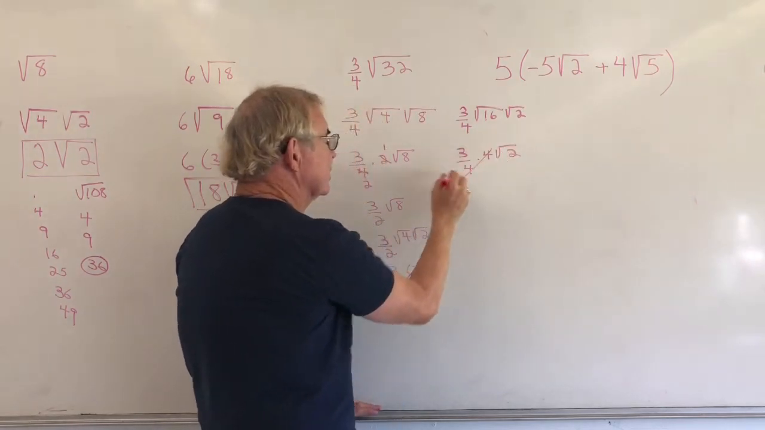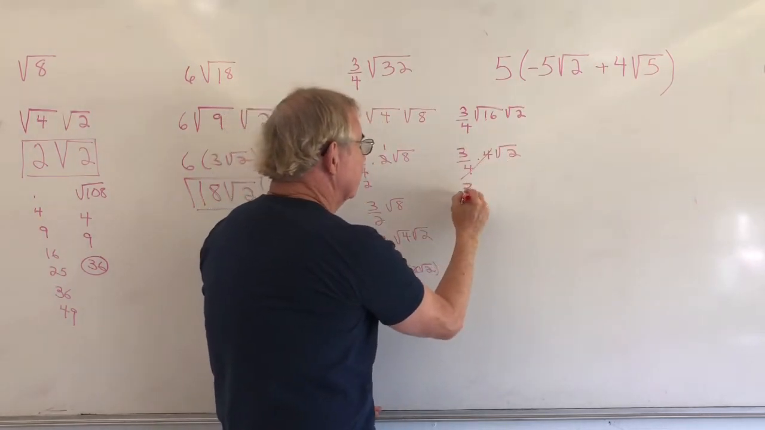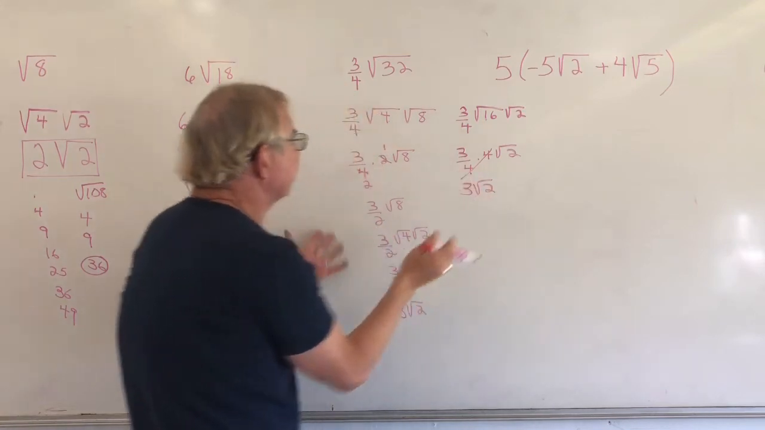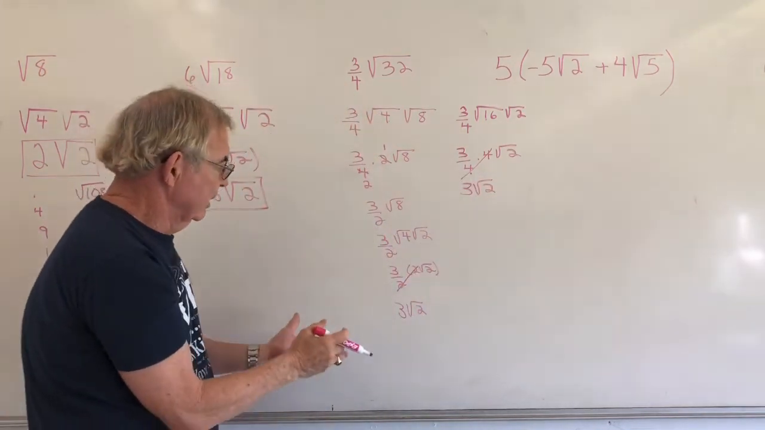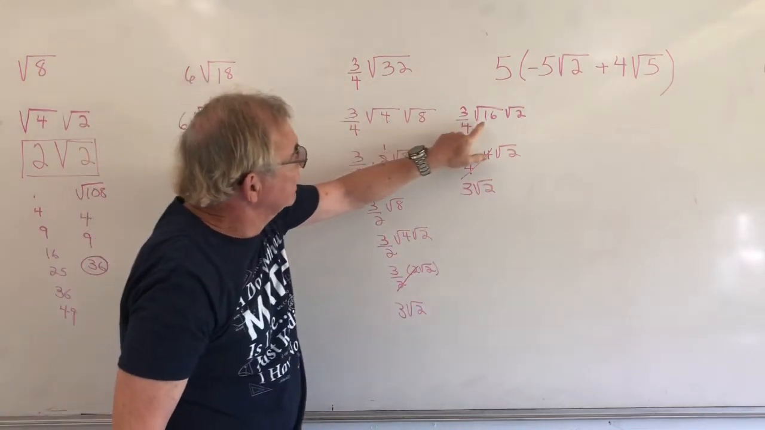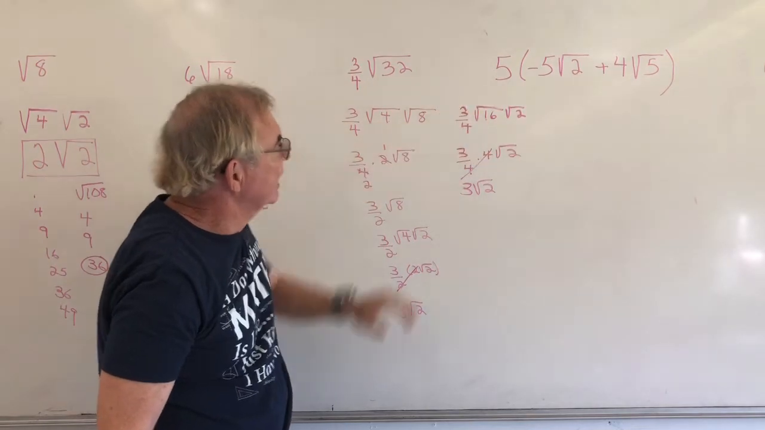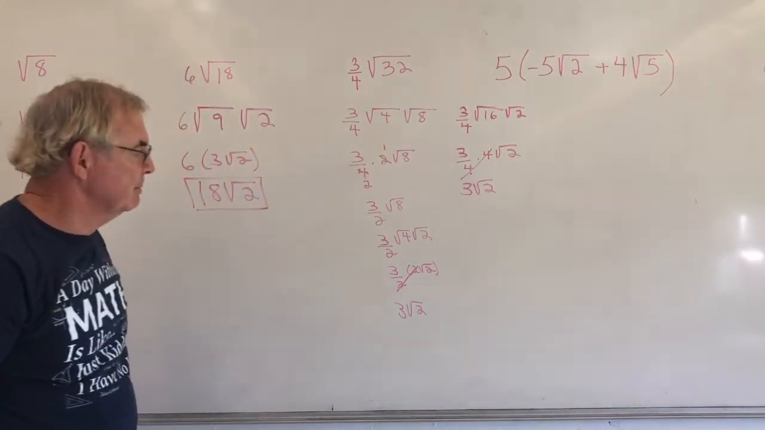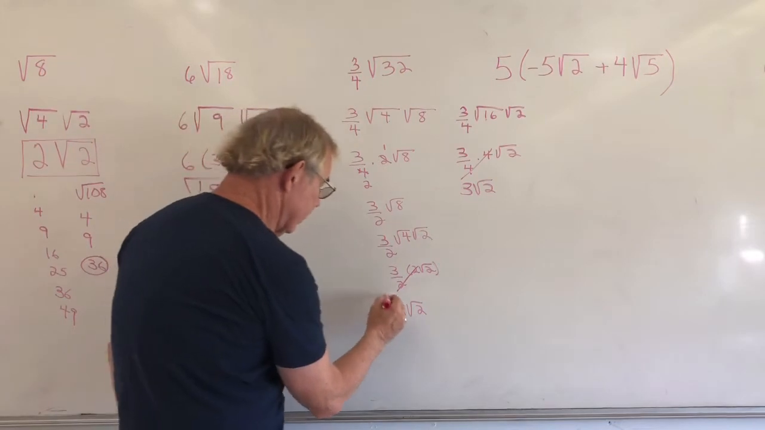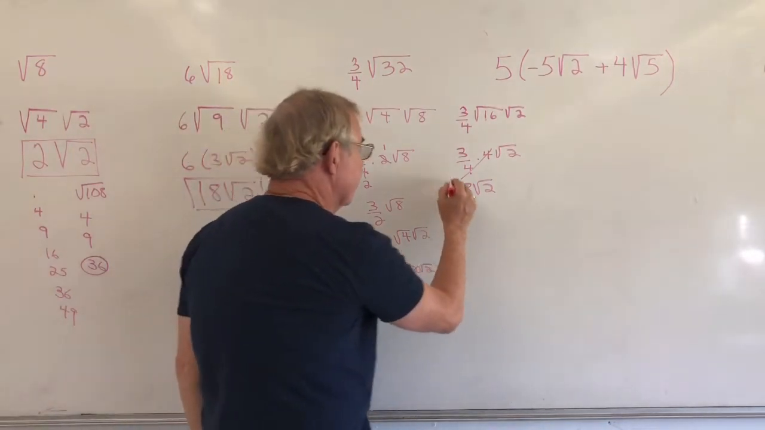And then these 4's cancel, and we're left with this. So notice the difference in the work. I think you'll agree if you take the bigger perfect square, you'll get the answer faster. Okay? So there's your answer, either way you do it.